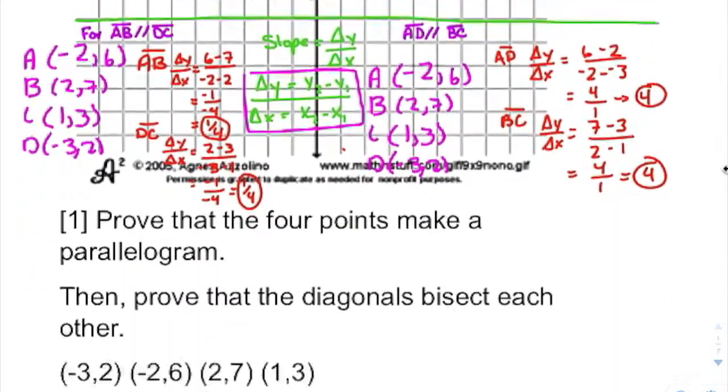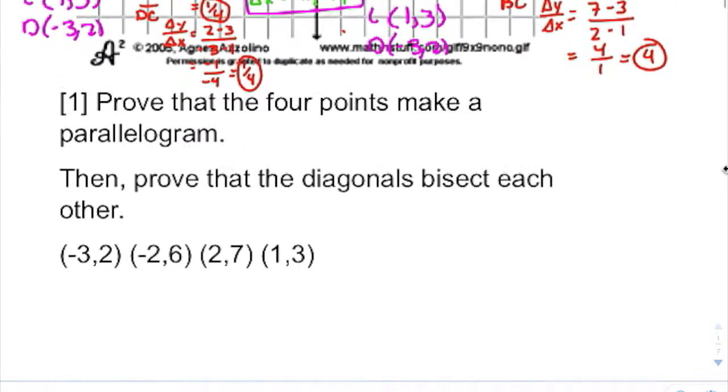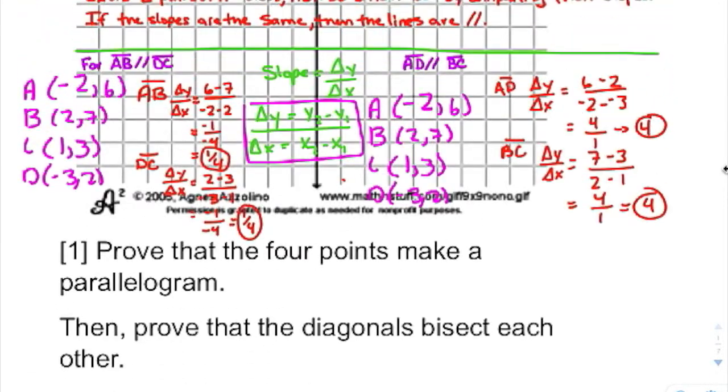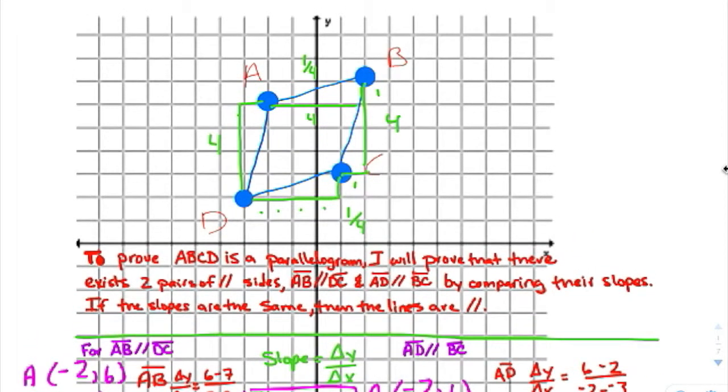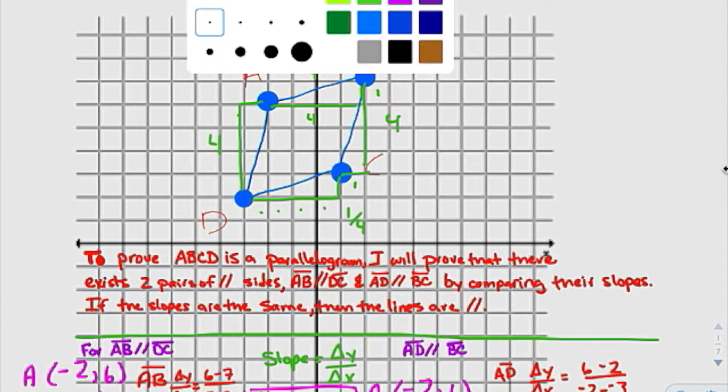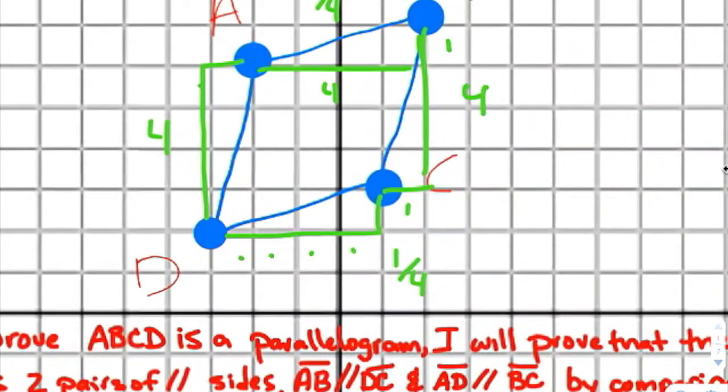We're done. Now, to prove the diagonals bisect each other, that's a whole additional thing, I guess. So we have to redraw that. Let's go back in our diagram and redraw our diagonals. I want to prove that they bisect one another. What that actually means is that they cut each other in half. And so I have to think about how I'm going to prove they're cut in half.